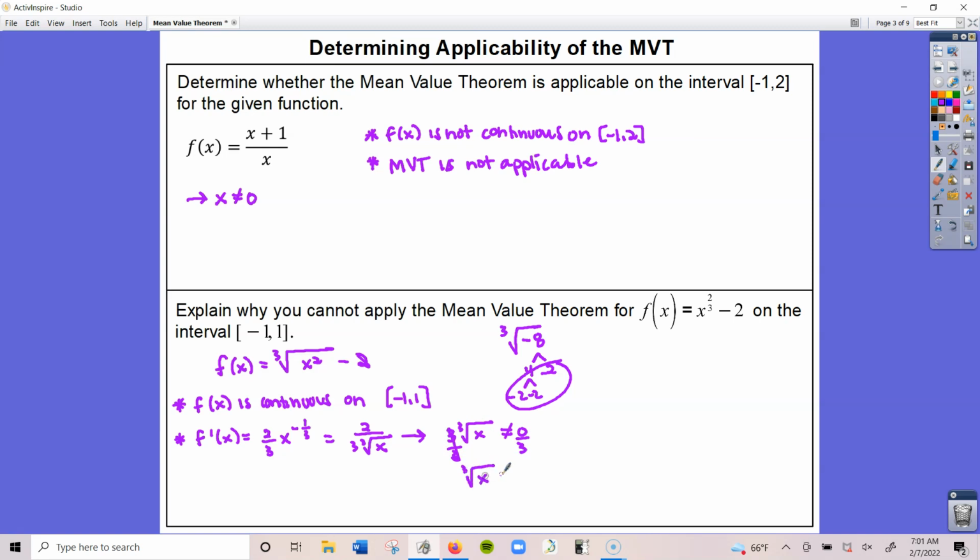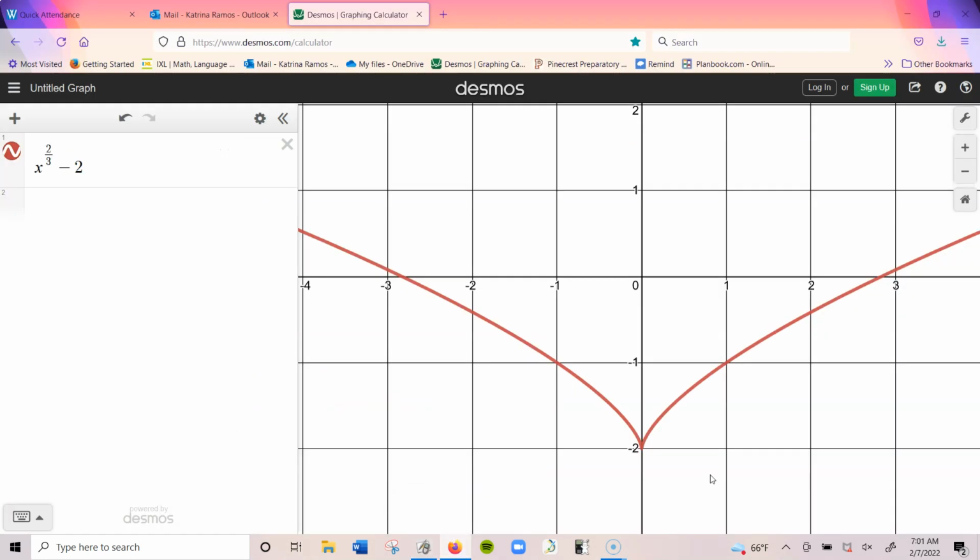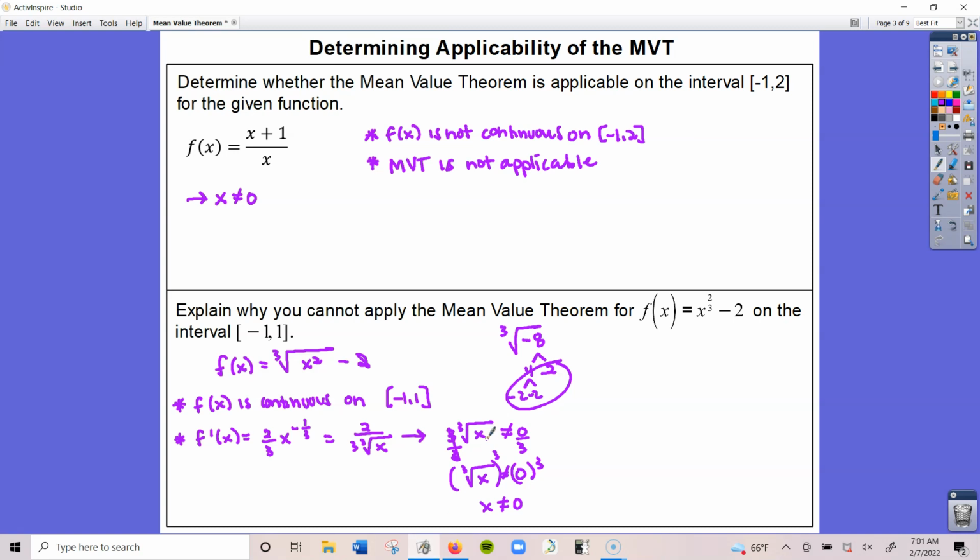The cube root of x is going to equal 0. And then if I cube both sides, I get that x cannot equal 0, where that is within the interval -1 to 1. See, we got here that x cannot equal 0, and that's exactly where we have that cusp. This is x is 0, so it is not differentiable.